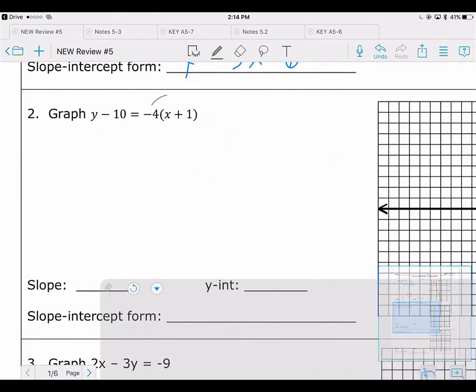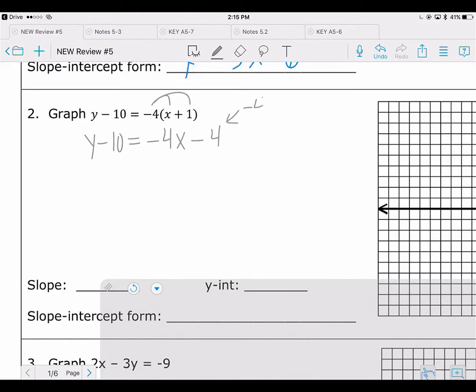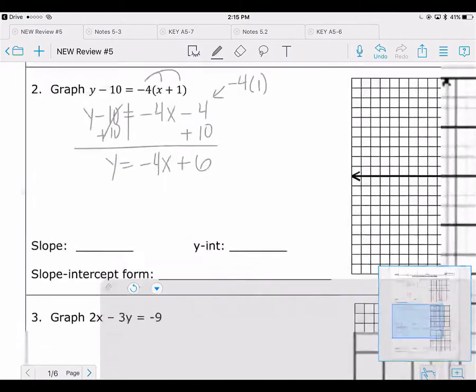For problem 2, I'm going to solve for y again, because again, to graph, I need y by itself. So I distribute negative 4 times x and negative 4 times 1. And then I add 10 to both sides. Remember, when we add or subtract, we only do it with like numbers, whereas when we divide, we have to divide everything. So when I add 10 to both sides, I'm not adding it to every piece, just to the left side and the right side, wherever it belongs. I then have negative 4x, and negative 4 plus 10 is a positive 6.